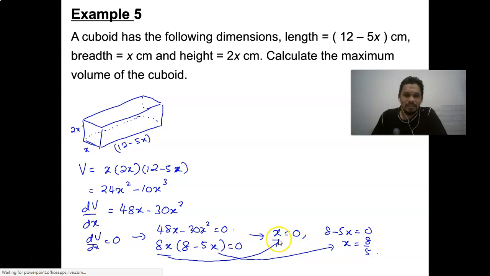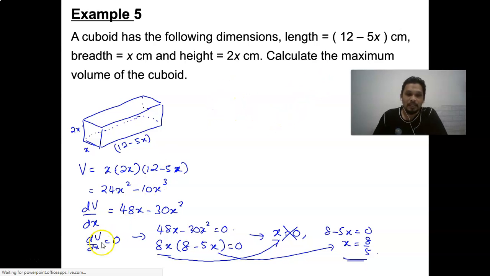Okay, are we going to accept both of these? If x equals 0, meaning there is no side of this cuboid, there is no height of this cuboid. And for this one, the length would be 12, because 5 times x equals 0. So this is not one of the answers, because x must be positive, as we wanted a value of x for this side and also the height. So this is the only value of x.